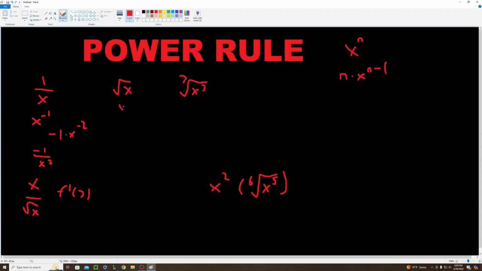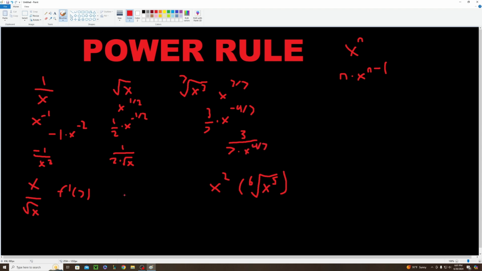Now with root x, this can be written as x to the 1/2. And then you can do the power rule, 1/2 times x to the 1/2 minus 1, which is negative 1/2. And then the final answer is 1 over 2 times root x. And then we have x to the third power, but it's to the 7th root, which can be rewritten as x to the 3/7. And then you just do the power rule, 3/7 times x to the 3/7 minus 1, which is negative 4/7. Then you can rewrite it as 3 divided by 7 times x to the 4/7.